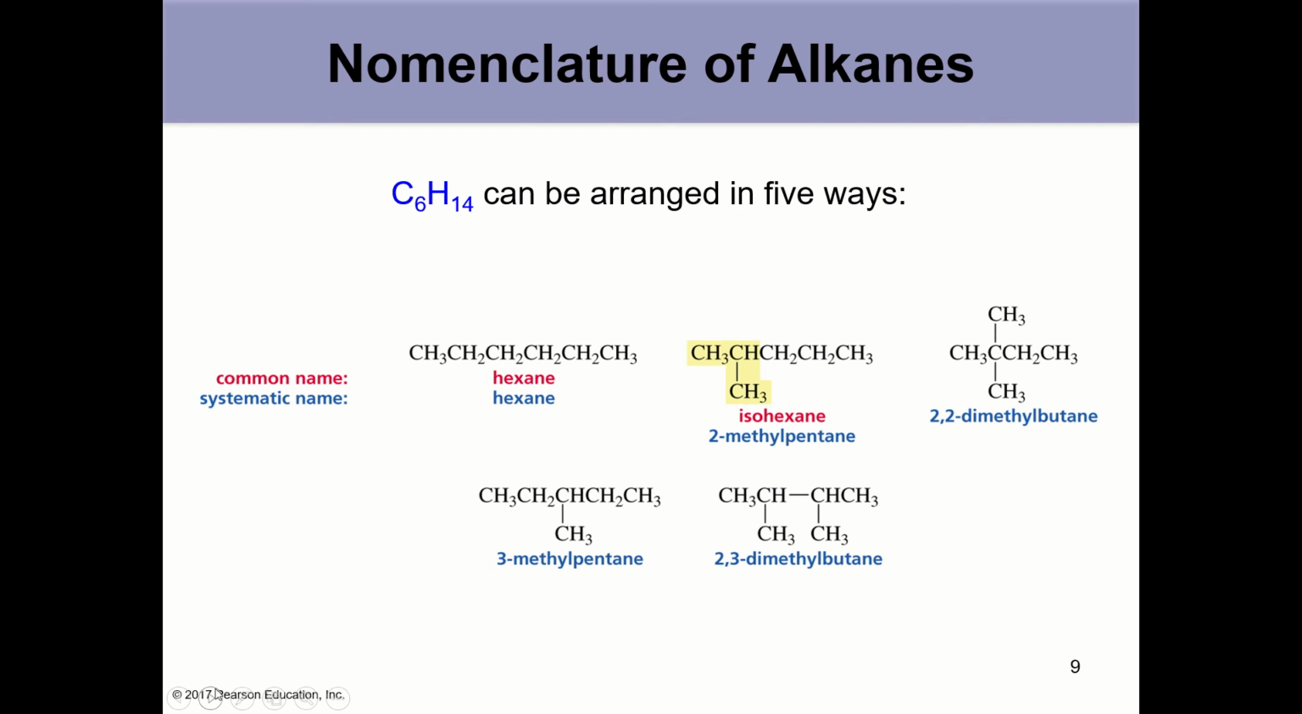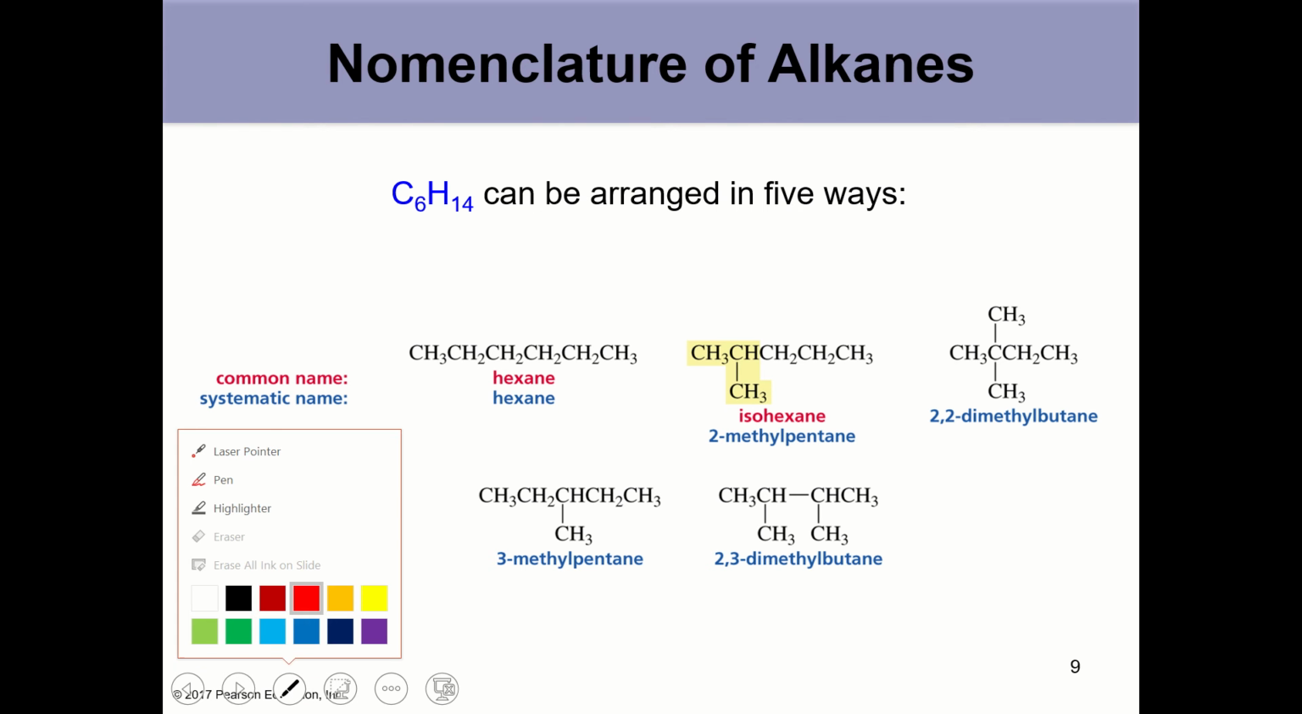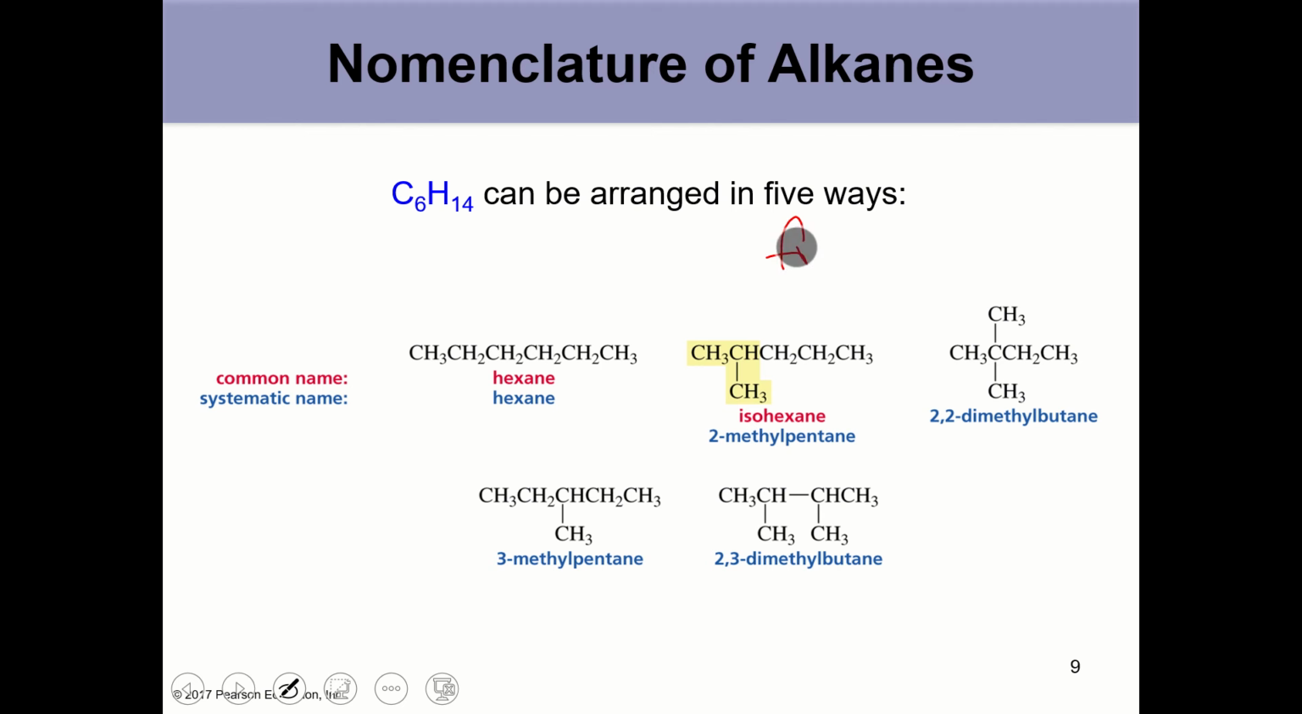Looking at further structures, hexane can be arranged in 5 ways. So it has 5 constitutional isomers. And you can see if we only used common names, then that would be a lot of different names to remember. That is why we need rules for drawing structures that help us to name something in a logical way with a set number of rules. So here are the 5 constitutional isomers of hexane.